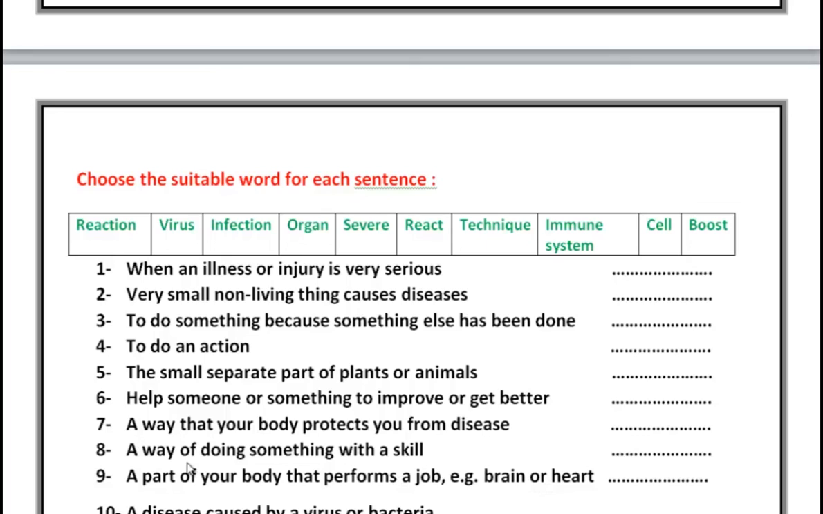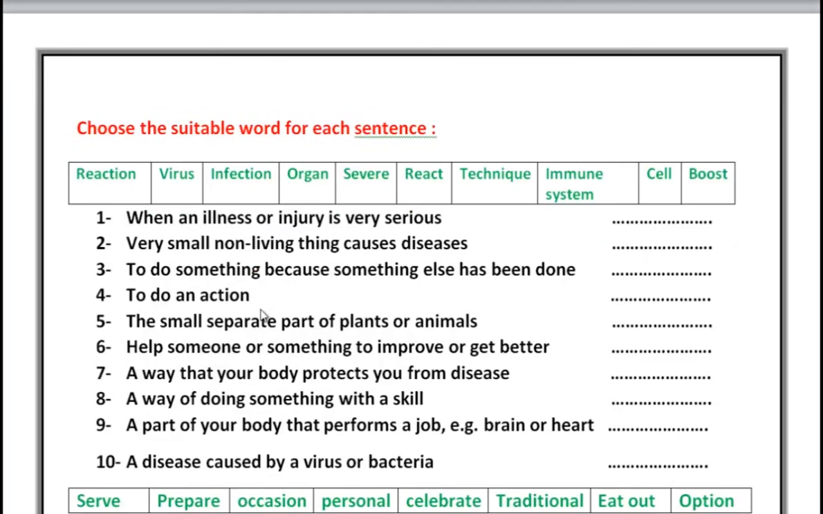Sorry, number 8 first: a way of doing something with a skill: technique. 9, a part of your body that performs a job, for example brain or heart: organ. A disease caused by a virus or bacteria: we have here infection.